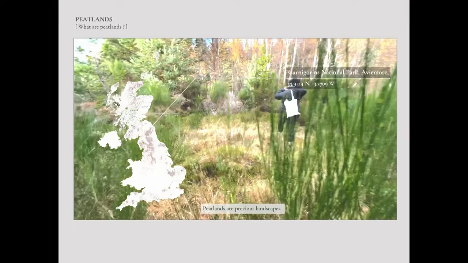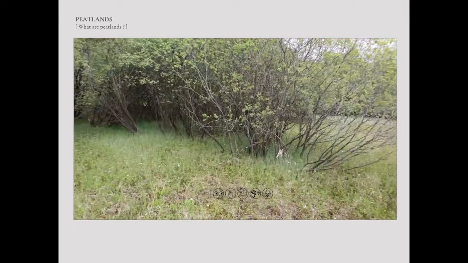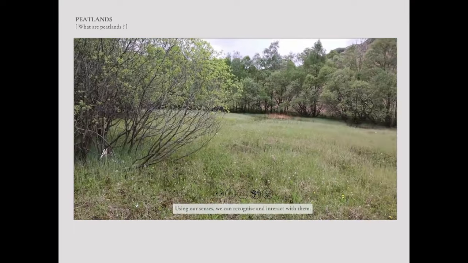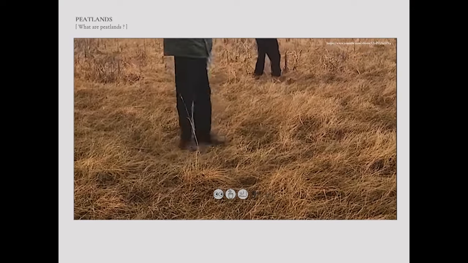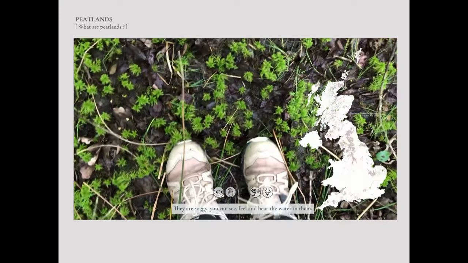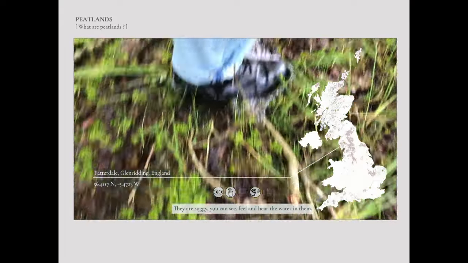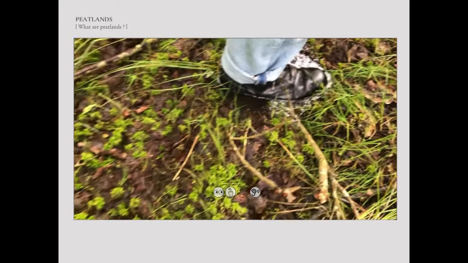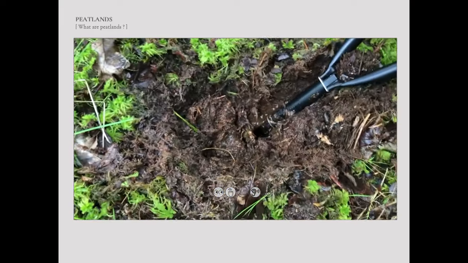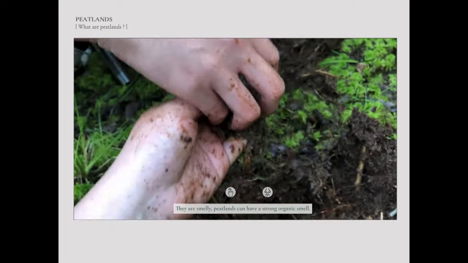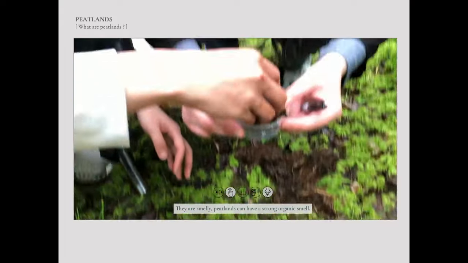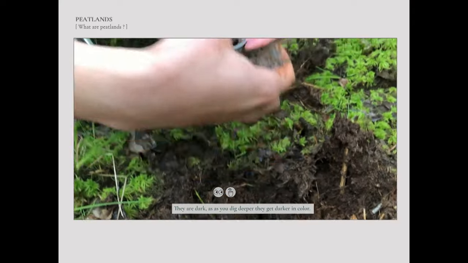Peatlands are precious landscapes. Using our senses, we can recognize and interact with them. You can see, feel, and hear the water. They are smelly. Peatlands can have a strong organic smell. This is peat. They are dark. As you dig deeper, they get darker in color.